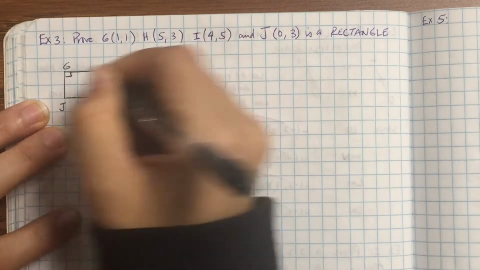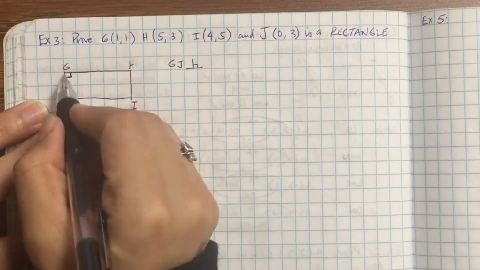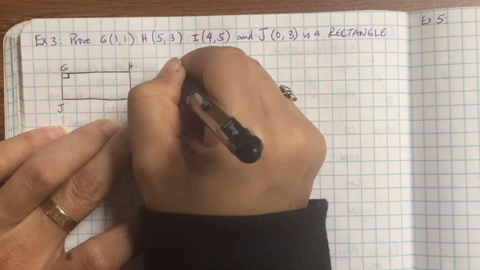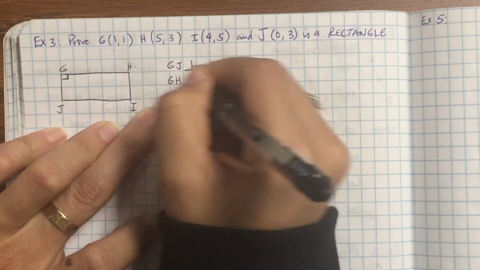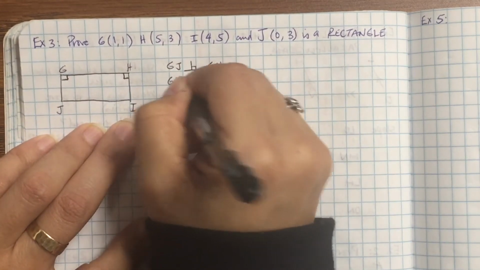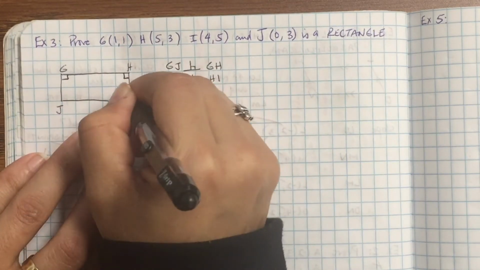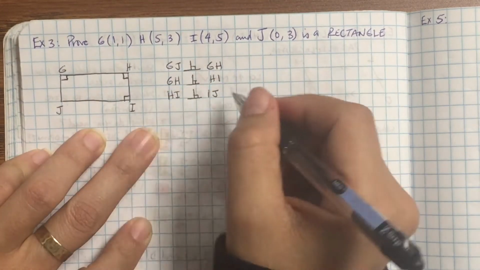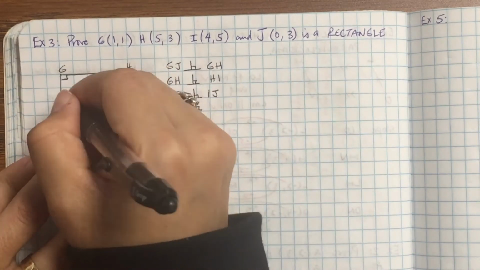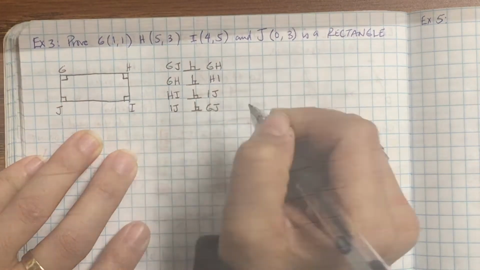So remember, for a rectangle, we need to prove that all the corners are perpendicular. So GJ is perpendicular to GH, GH is perpendicular to HI, HI is perpendicular to IJ, and IJ is perpendicular to GJ. What that means is the vertex angles are 90 degrees. So perpendicular means 90 degrees. This is a listening check. Color in the boxes in the corner angles, the ones that say they're 90.